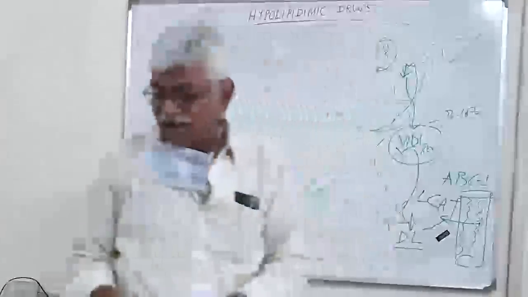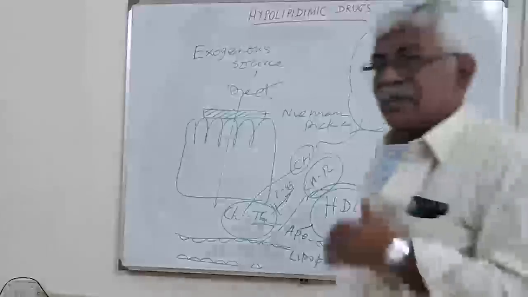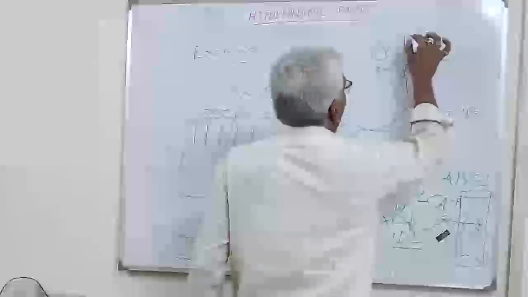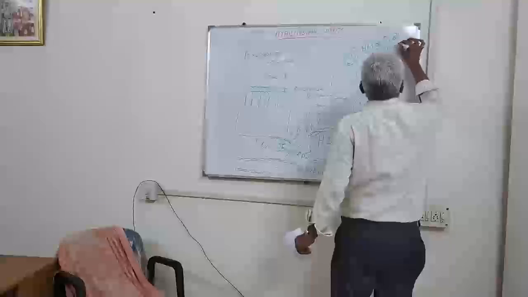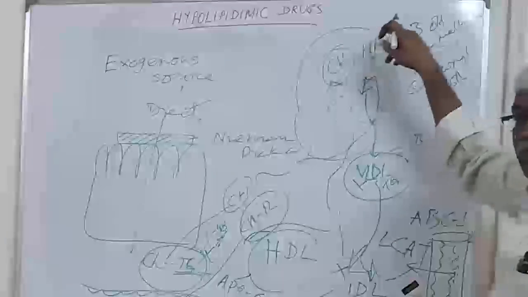Now, what is the source of cholesterol in the liver then? Number one, it can get cholesterol from the chylomicron remnant, it can get cholesterol from VLDL, or it can produce cholesterol per se with the help of HMG-CoA. What is HMG? 3-hydroxy, 3-methyl glutaryl CoA. From this, it produces malonic acid, and malonic acid is ultimately converted to cholesterol.